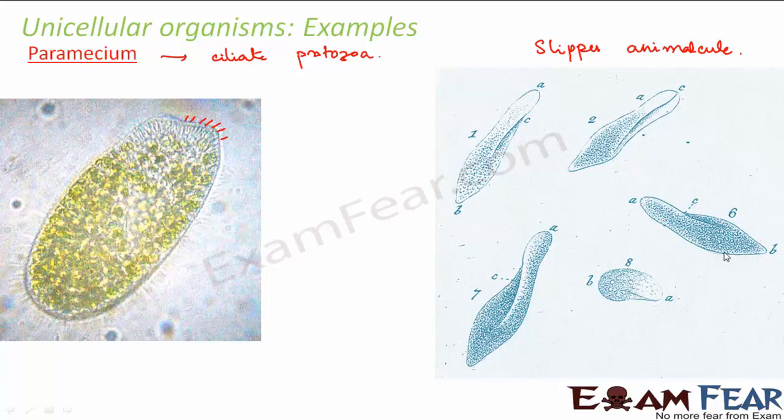If I don't tell you that this is a paramecium, just by looking at the picture, you will get an impression of a slipper, right? So that is why they are also known as slipper animalcule. In paramecium also, you have just one single cell, and that single cell performs all the basic functions needed for the survival of the paramecium.